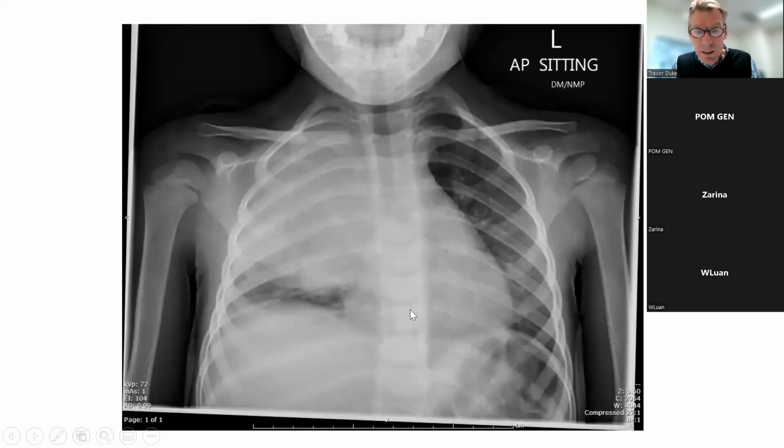What about this? Anyone else? So similar opacification of the right side of the chest, but some subtle differences. What do you think is going on there?